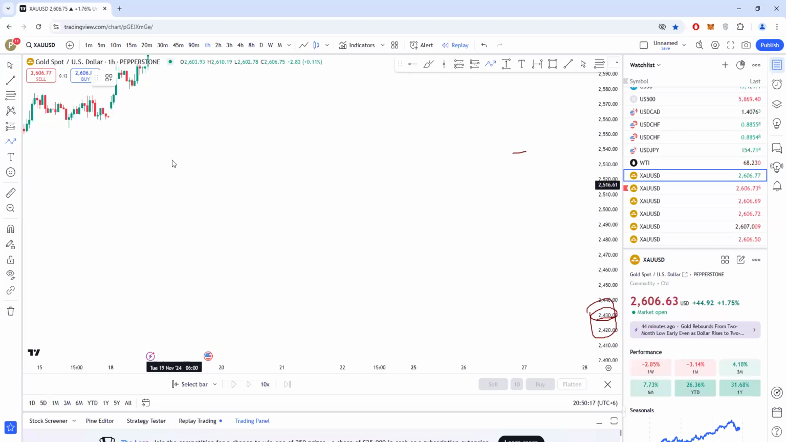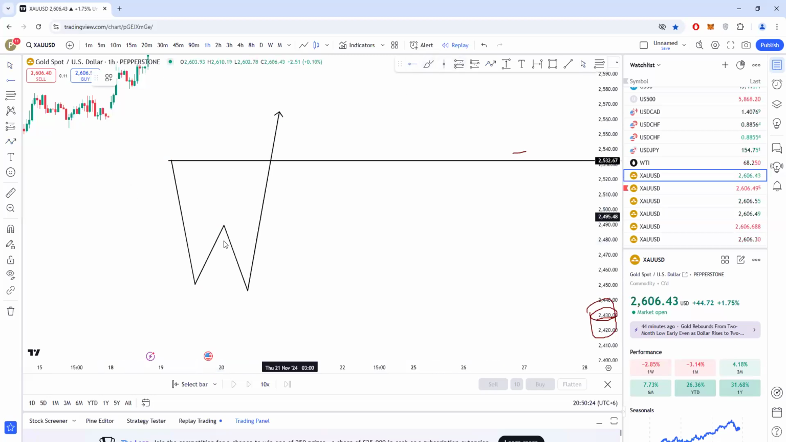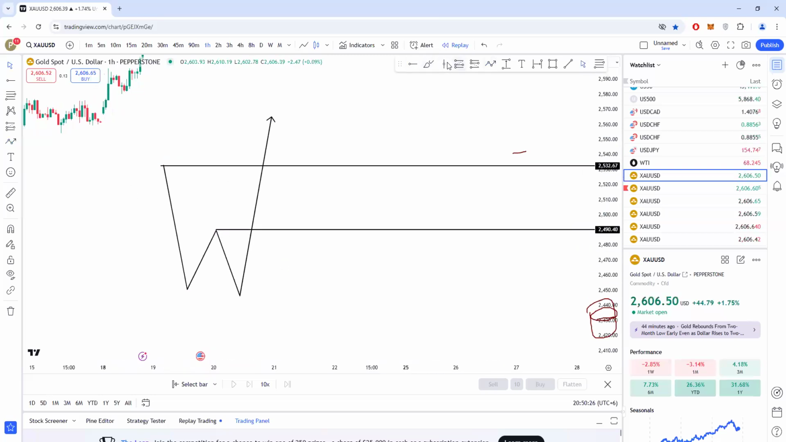Okay, so this will be our W shape. Now we have one breakout here, another breakout here. We will expect the market will come back here and then it will be our entry area. Is this part clear also?